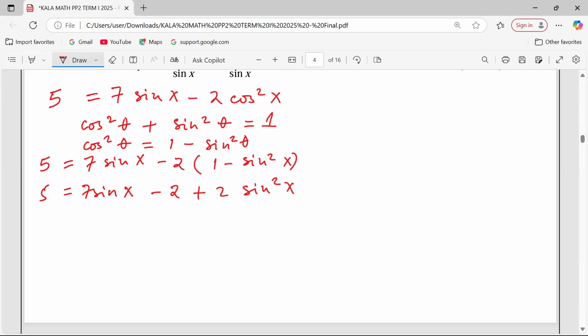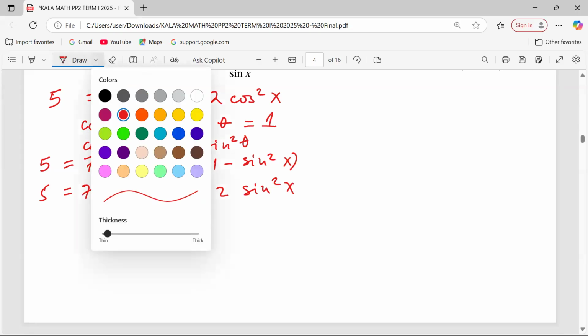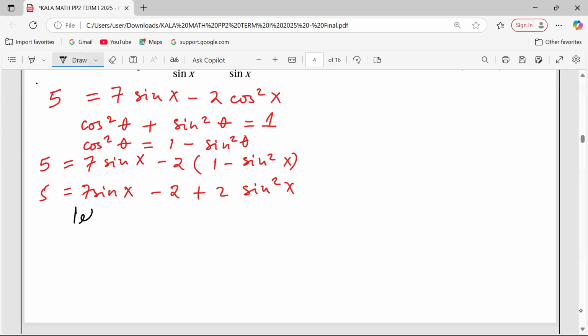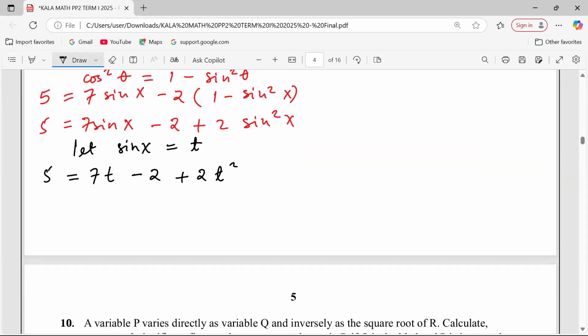written in what we call a quadratic format because it has a squared term. Actually, we can let the sine of x be a number like t. So 5 equals 7t minus 2 plus 2t squared. Then 5 and negative 2 can be combined.